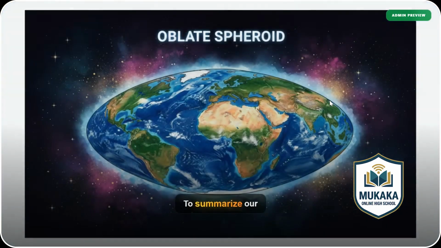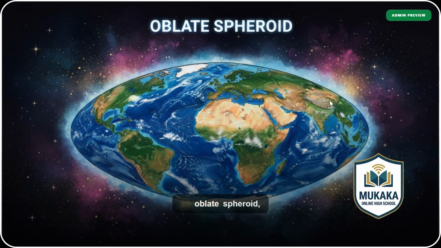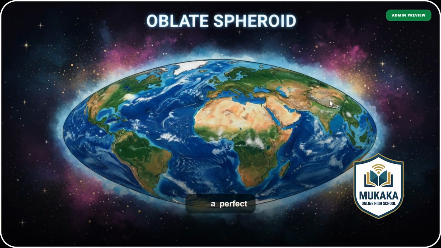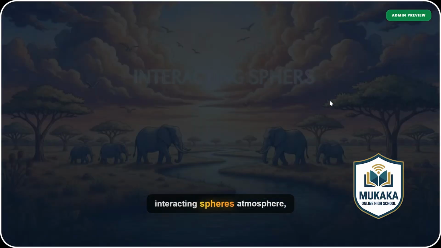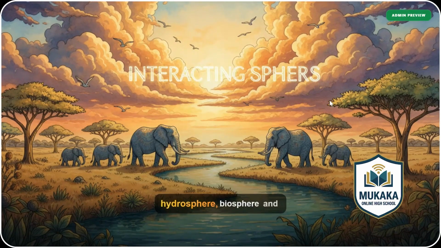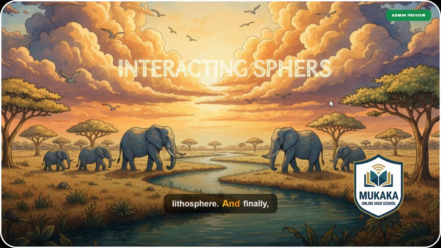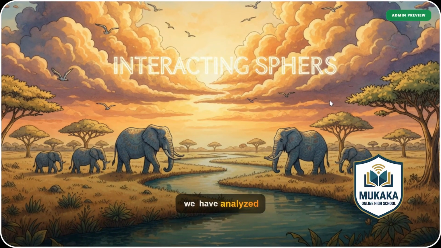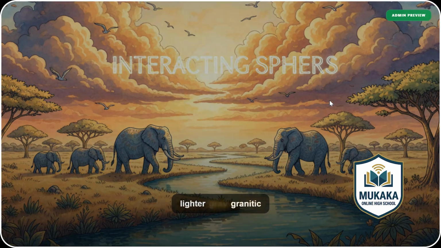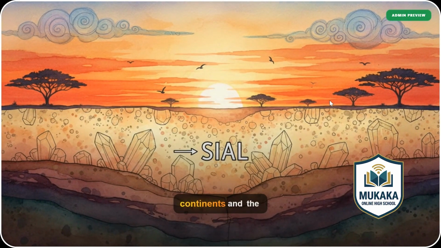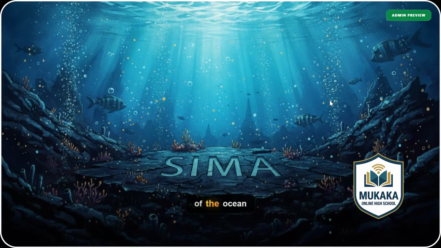To summarize our lecture today, we have observed that our Earth is an oblate spheroid, not a perfect sphere. We have identified the 4 interacting spheres: atmosphere, hydrosphere, biosphere, and lithosphere. And finally, we have analyzed the crust itself, distinguishing between the lighter granitic Sial of the continents and the denser basaltic Sima of the ocean floors.